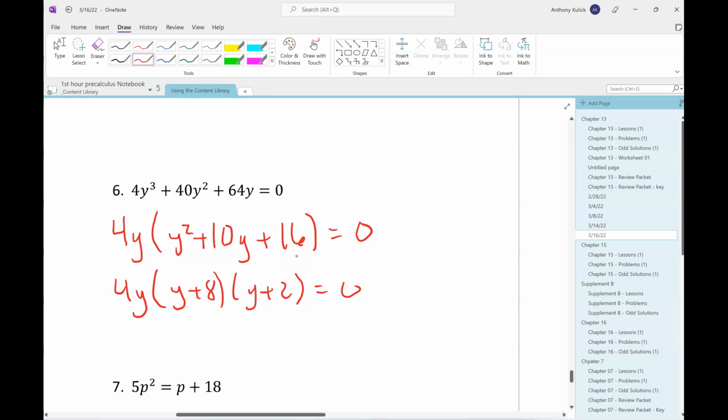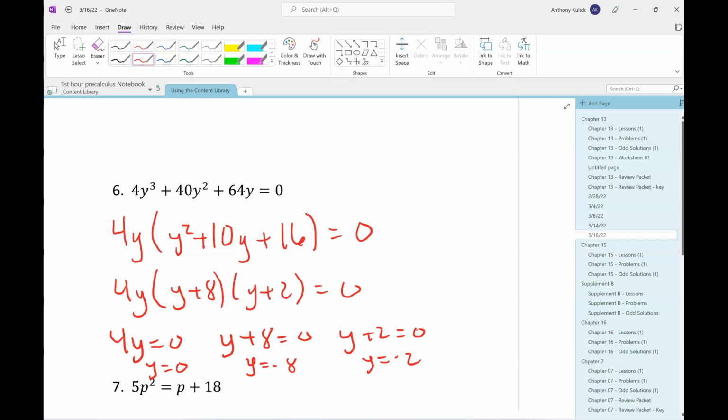You good with the factoring? I can just keep it like that. That's fine. Well, you want to solve this, right? I think that was the directions. So we just apply the zero product property and set each factor equal to 0. Divide by 4. Subtract 8. Subtract 2. So 0, negative 8, negative 2. Does that feel okay? Yeah. So make your life easier. Start with that greatest common factor. Is that what you forgot to do? Yeah.